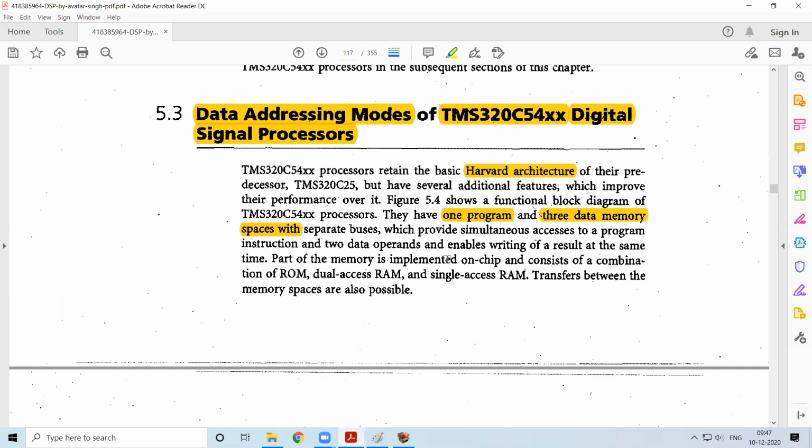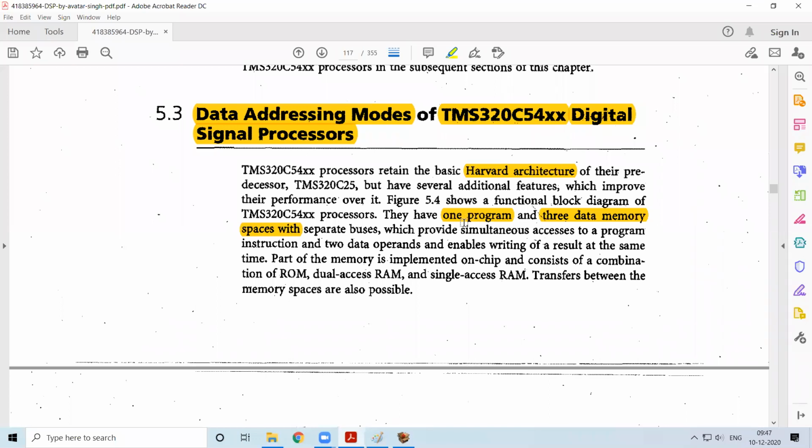If this is the case, in one instruction cycle itself, you can access the instruction from the program memory and the two operands on which the instruction has to be executed. Say add a comma b, a and b can be fetched at the same time. And when I get the result, in the same instruction cycle itself, I can store the result in the third memory. So this is how the architecture goes around for TMS 320C54XX. It has one program memory and three data memory spaces. In one instruction cycle, I'll be able to fetch the instruction, the two operands on which I'll be performing the operation, and then store the result.